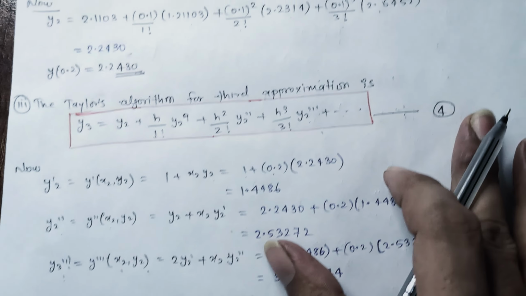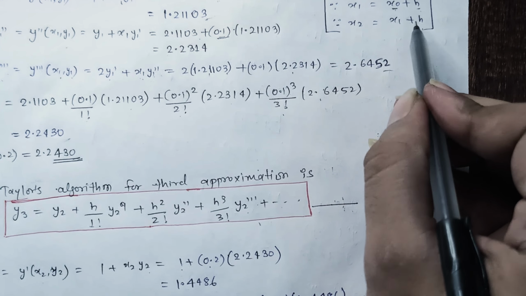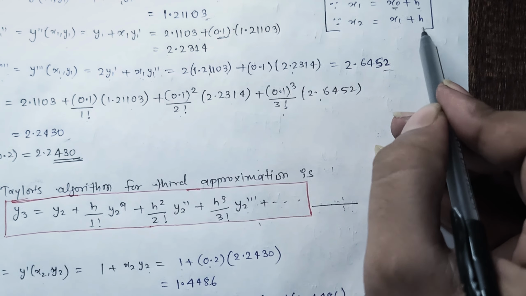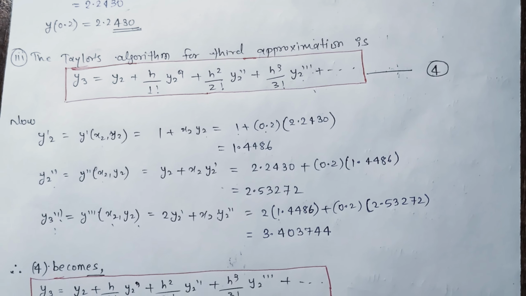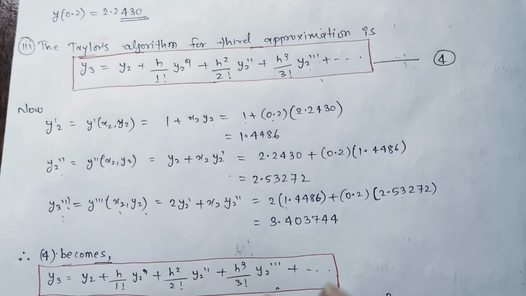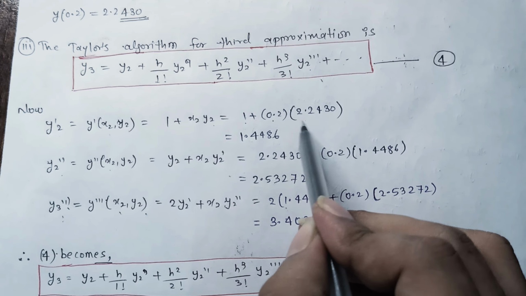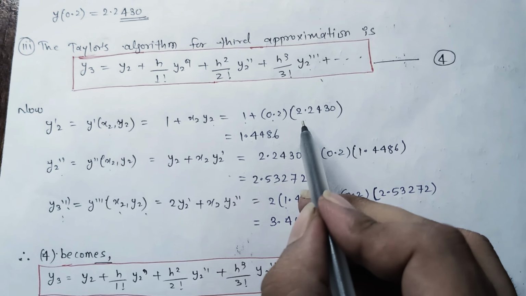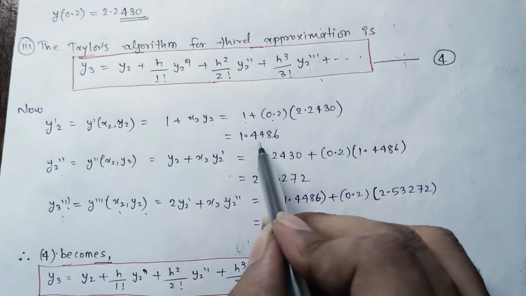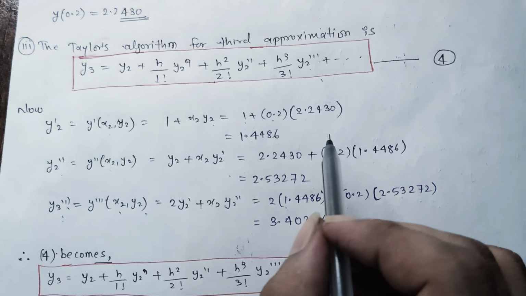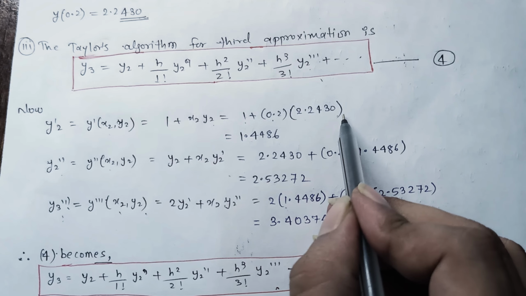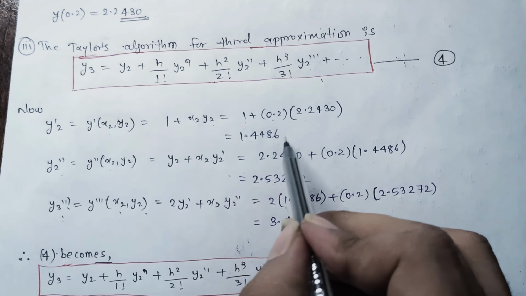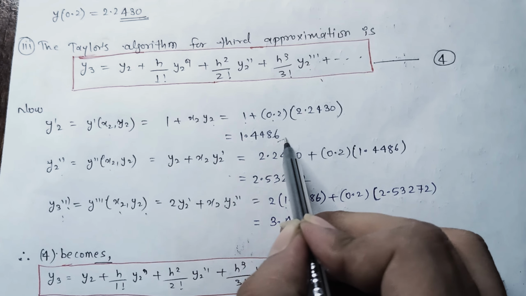Since x2 will be x1 plus h, and h is 0.1, and x1 is already 0.1 here, that will be evaluated to 0.2. So here we see 0.2 and the value of y2 as we have calculated there, we get 2.2430. You just need to take the approximate value up to 3 or 4 decimals. So after calculating the value, we are going to get 1.4486.